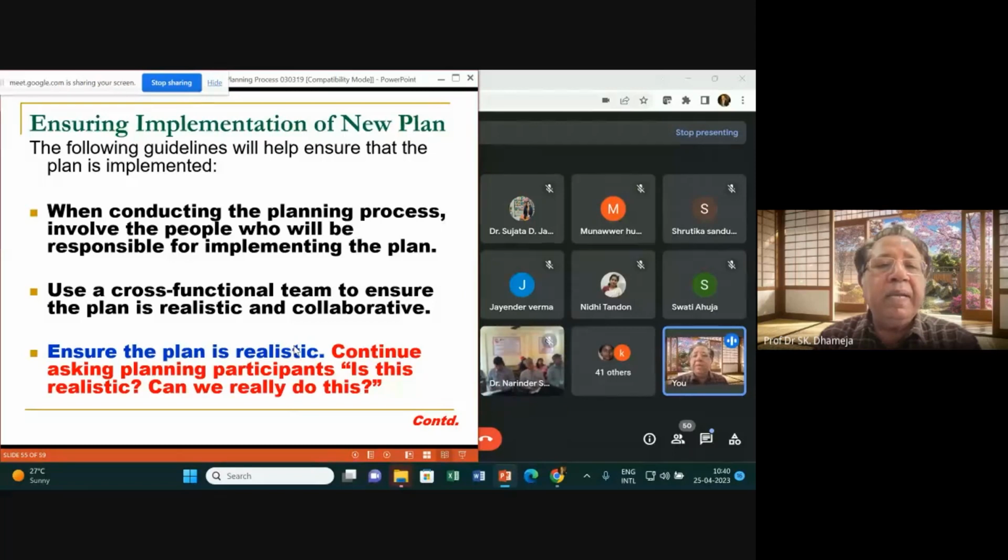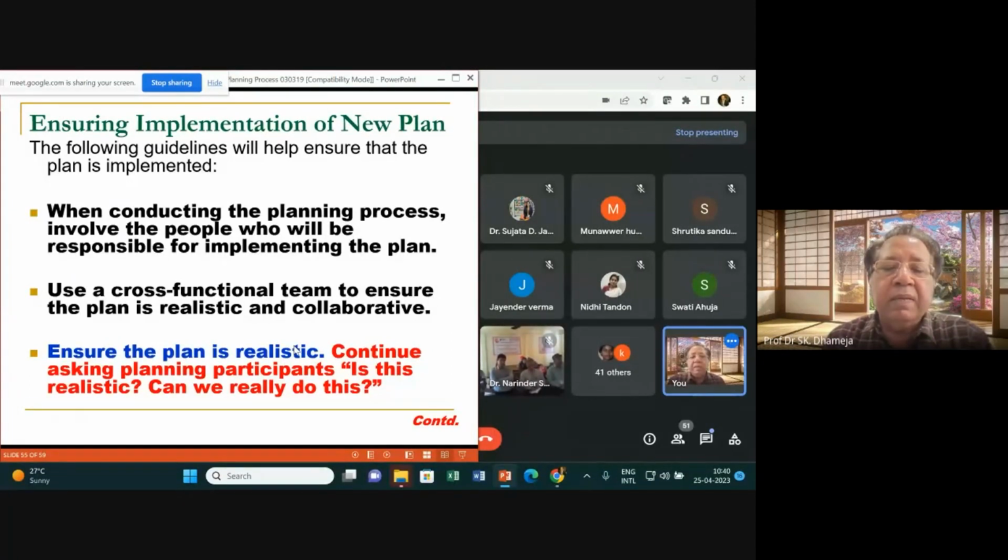When conducting the planning process, involve the people who will be responsible for implementing the plan. Some people will be made in charge of the implementation. They should always be a part of the planning process basically. Use a cross-functional team to ensure the plan is realistic and collaborative. People from all the different areas, from the accounts section, establishment, administration section, the faculty, the staff, everybody should be there. All the stakeholders should be there.